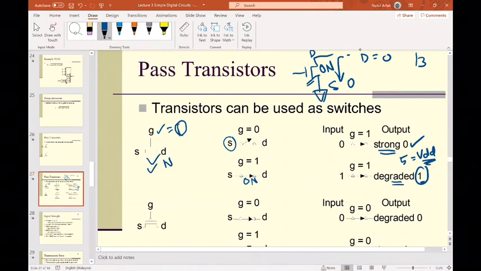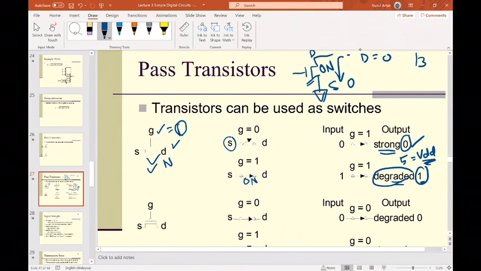So, to say, if you want to pass a 0 or the ground, then you should use the NMOS. Do not use NMOS to pass a VDD. It will be a degraded VDD or a degraded 1.